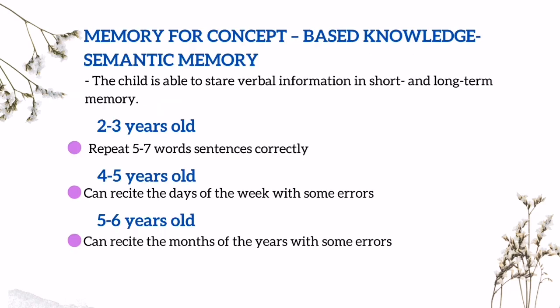Memory for concept-based knowledge, the semantic memory. The child is able to store verbal information in short and long-term memory. 3 to 4 years old, repeats 5 to 7 word sentences correctly. 4 to 5 years old, can recite the days of the week with some errors. 5 to 6 years old, can recite the months of the year with some errors.